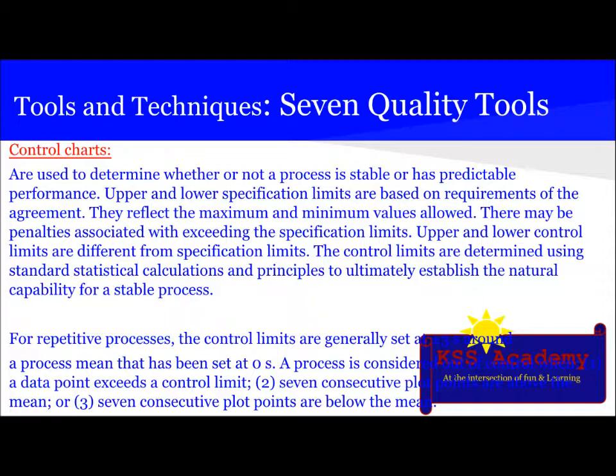The control limits are determined using the standard statistical calculation and principle to ultimately establish the natural capability for a stable process. For repetitive processes, the control limits are generally set at plus minus 3 sigma around a process mean. A process is considered out of control when a data point exceeds the control limit, 7 consecutive plot points are above the line of the mean, or 7 consecutive plot points are below the mean.